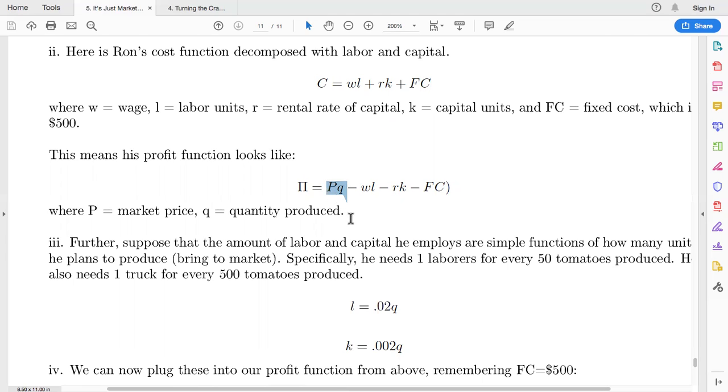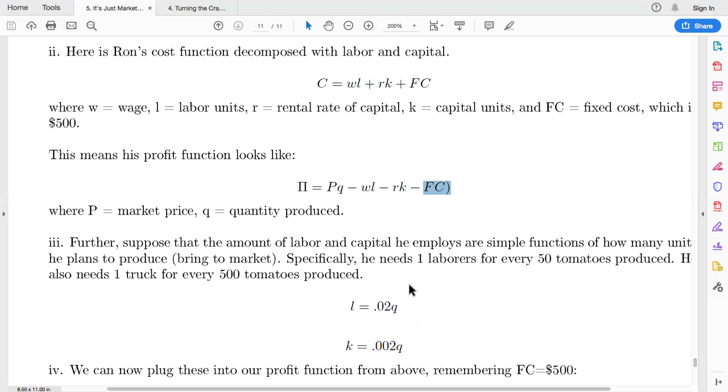Again, this looks like maybe a difficult equation, but it really isn't. So this is just total revenue. This is his labor cost. This is his capital cost. And this is his fixed cost, right? So what we want to do is start to see that we can now answer additional questions about Ron's decision-making with respect to just his capital and labor decisions.